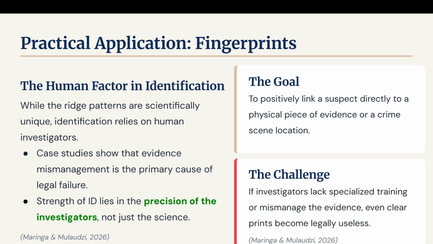When we look at how this applies in the real world, we have to talk about the human factor. Even though ridge patterns are unique biology, identifying them is a human process. As highlighted by Moringa and Maludazi in the 2026 case, data shows that things like evidence mismanagement or a lack of specialized training are the primary causes of failure when trying to secure a conviction. Examiners are rarely handed perfect prints. They are interpreting incomplete, smudged data under intense pressure. The strength of the evidence lies clearly in the precision of the investigator, not just the science itself.